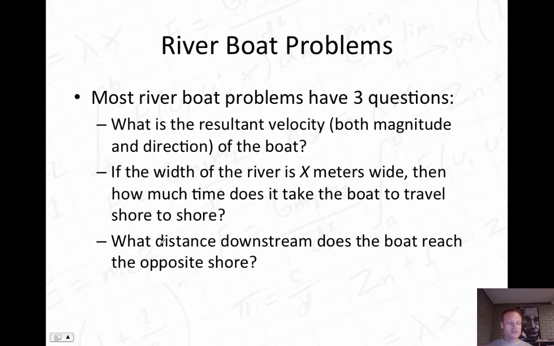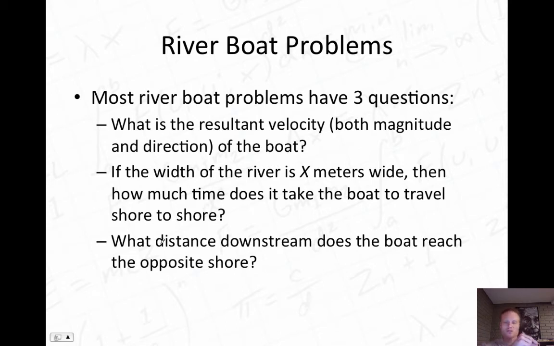The 2 questions we didn't answer in the previous problem: if they tell you the width of the river, in meters, feet, whatever, how long would it take the boat to travel from shore to shore? That's a very typical question you will probably see. And another question that is typically asked is, what distance downstream does the boat reach opposite the shore?